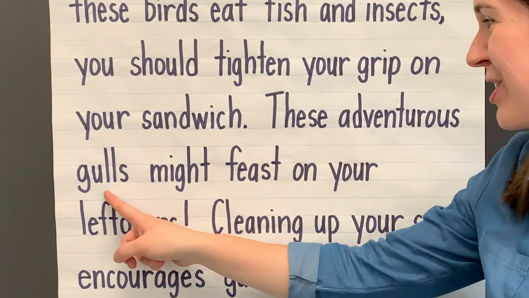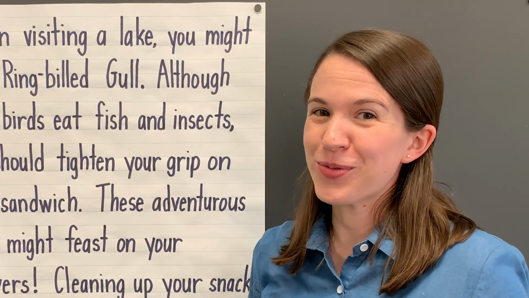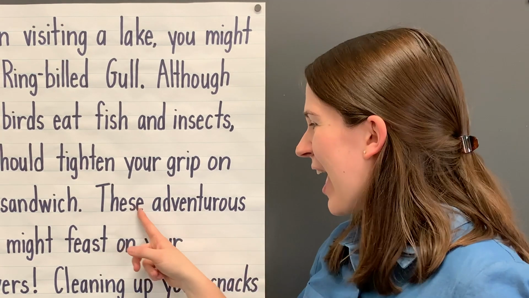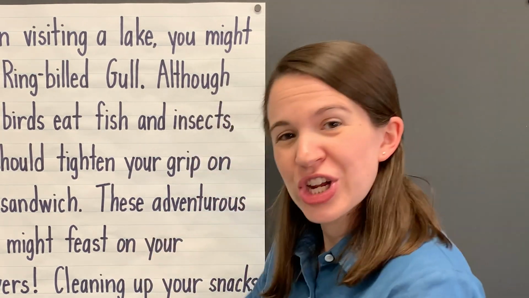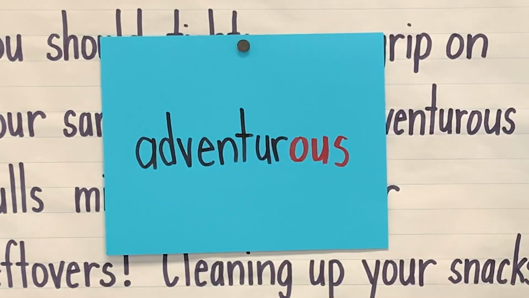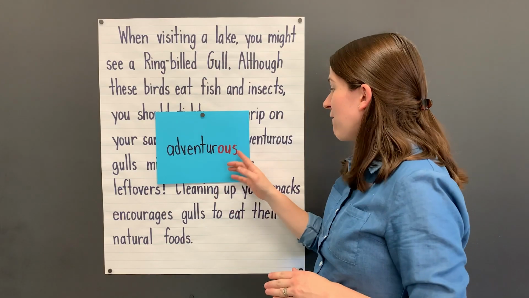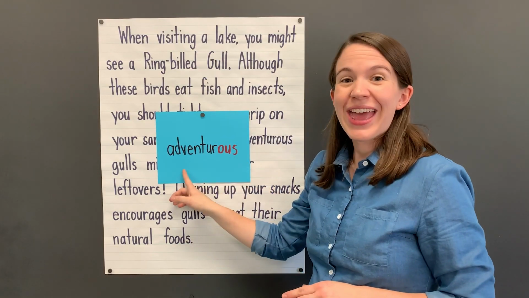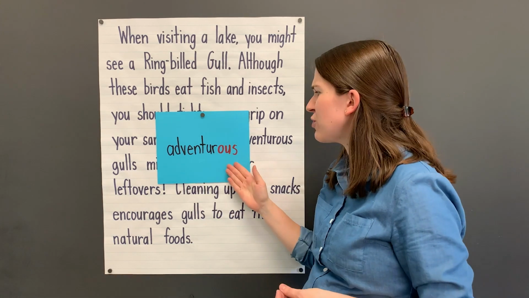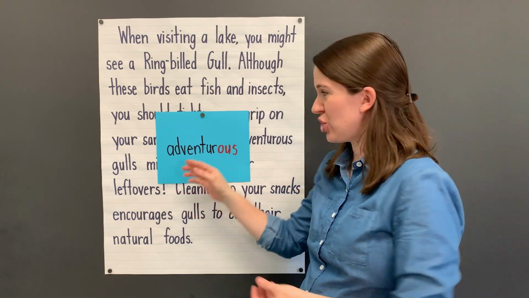These adventurous gulls might feast on your leftovers. Did you hear another word with the suffix that we've been practicing? That's this word right here, isn't it? Adventurous. Which suffix does the word adventurous have? It's the OUS suffix, which means full of. Full of adventure. This word describes someone who is full of adventure or has adventures.